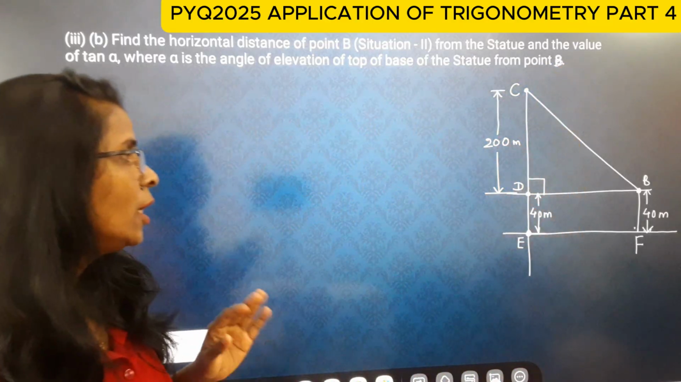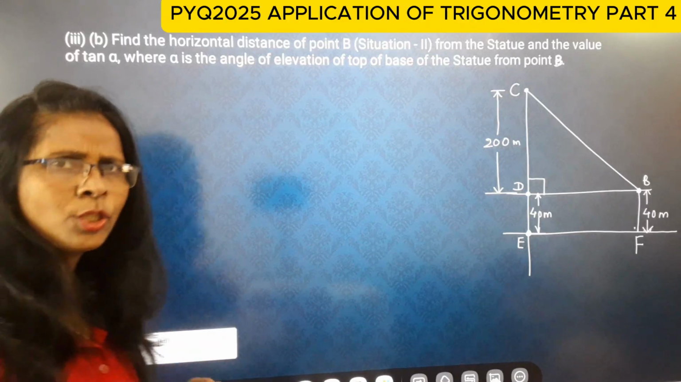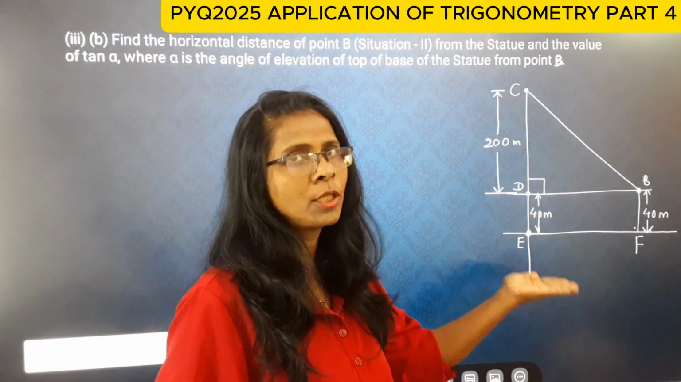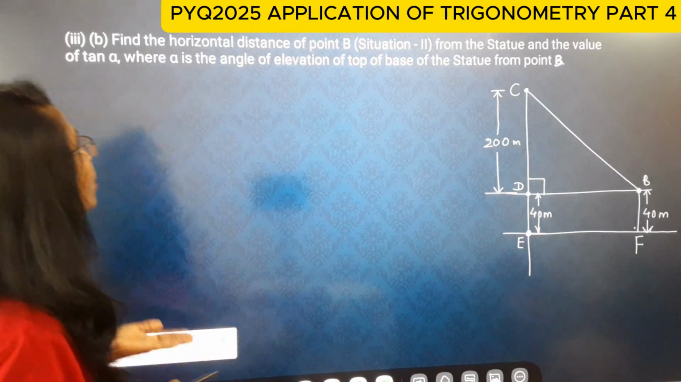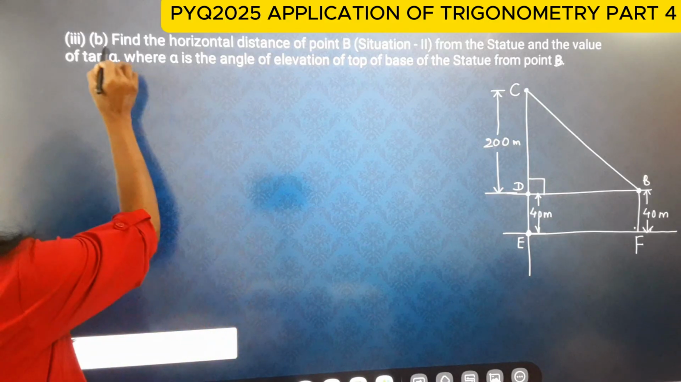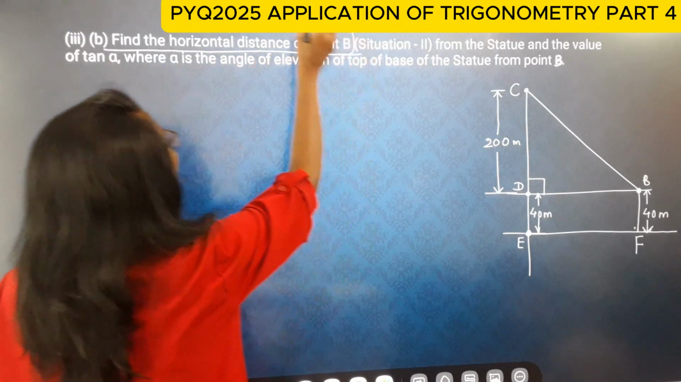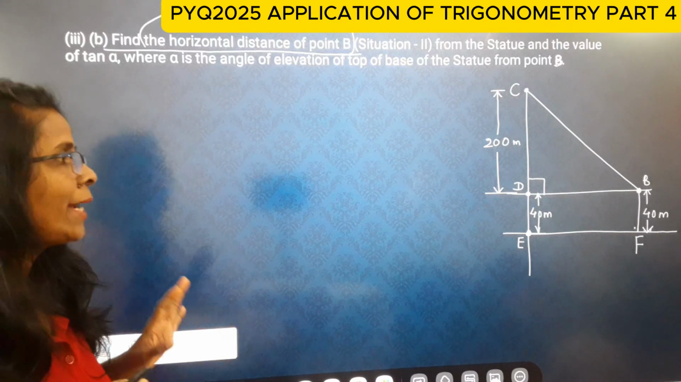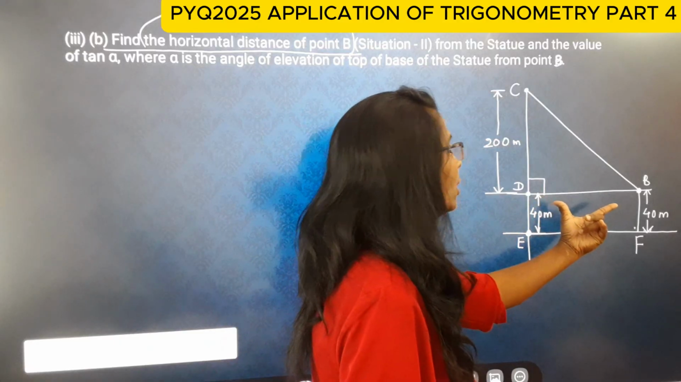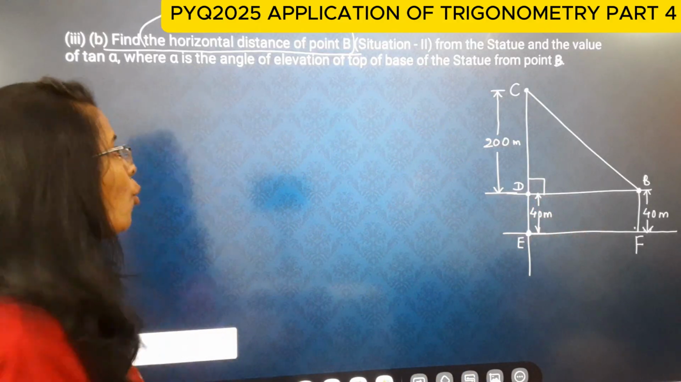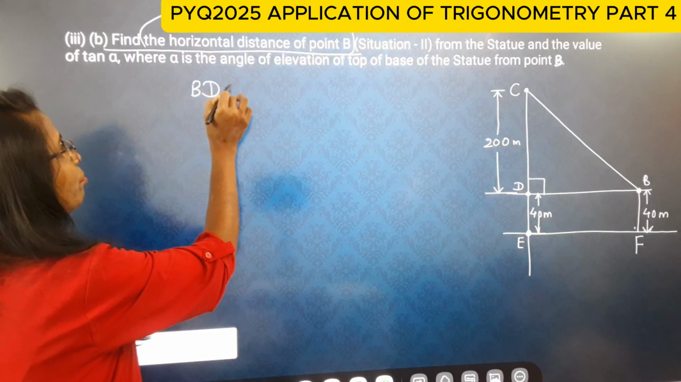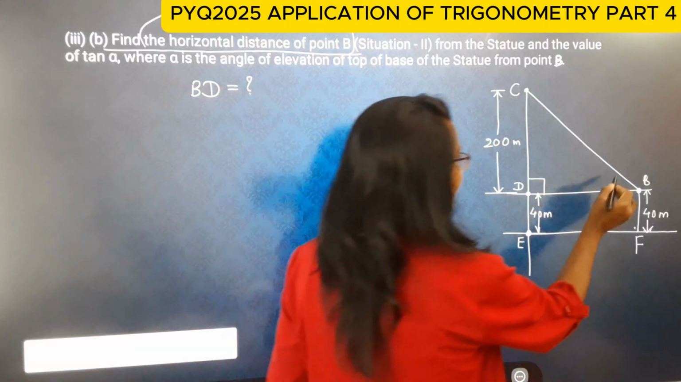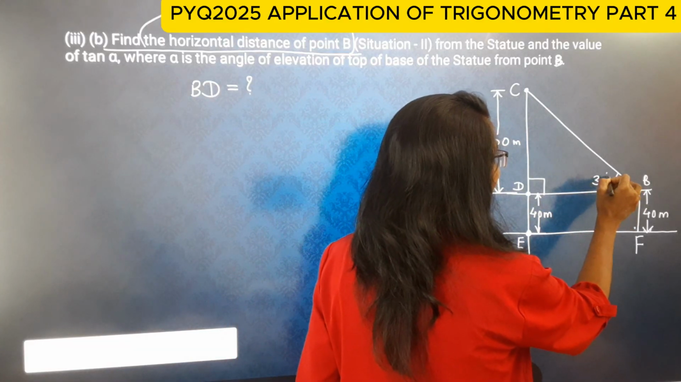So now here, students, first for situation 2, the representation of the diagram is in this way. Okay, so we first calculate the horizontal distance of point A from the statue. So first we have to find out the BD. Okay, we have to find out the distance BD. So how can we find out the distance BD? Here the angle of elevation is 30 degree.